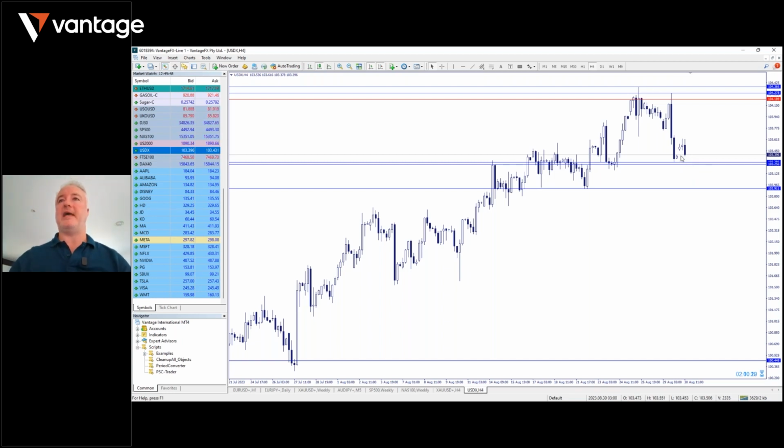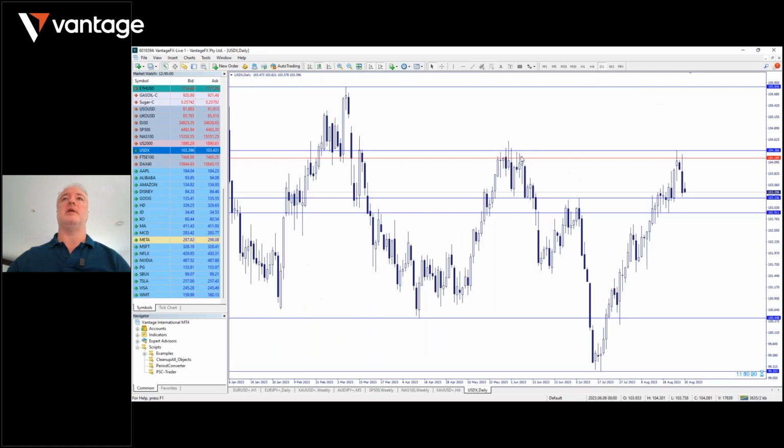If I saw this pattern 100 times, most of the time it would come down and at least tap this level, if not potentially come back down to this level. So that means that I could look for possible trading opportunities here. But overall, I'm not liking this. This is not my best, not my favorite setup. So let's leave the dollar index and let's go ahead and have a look.